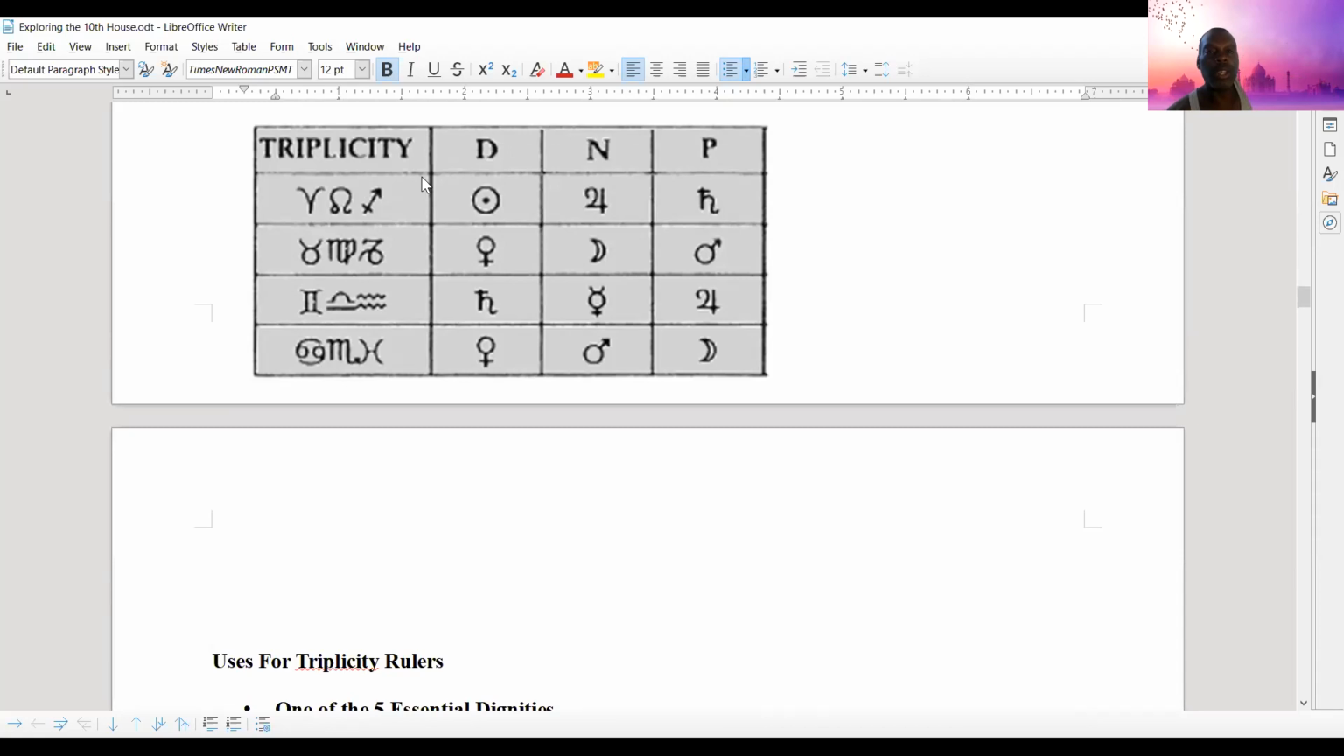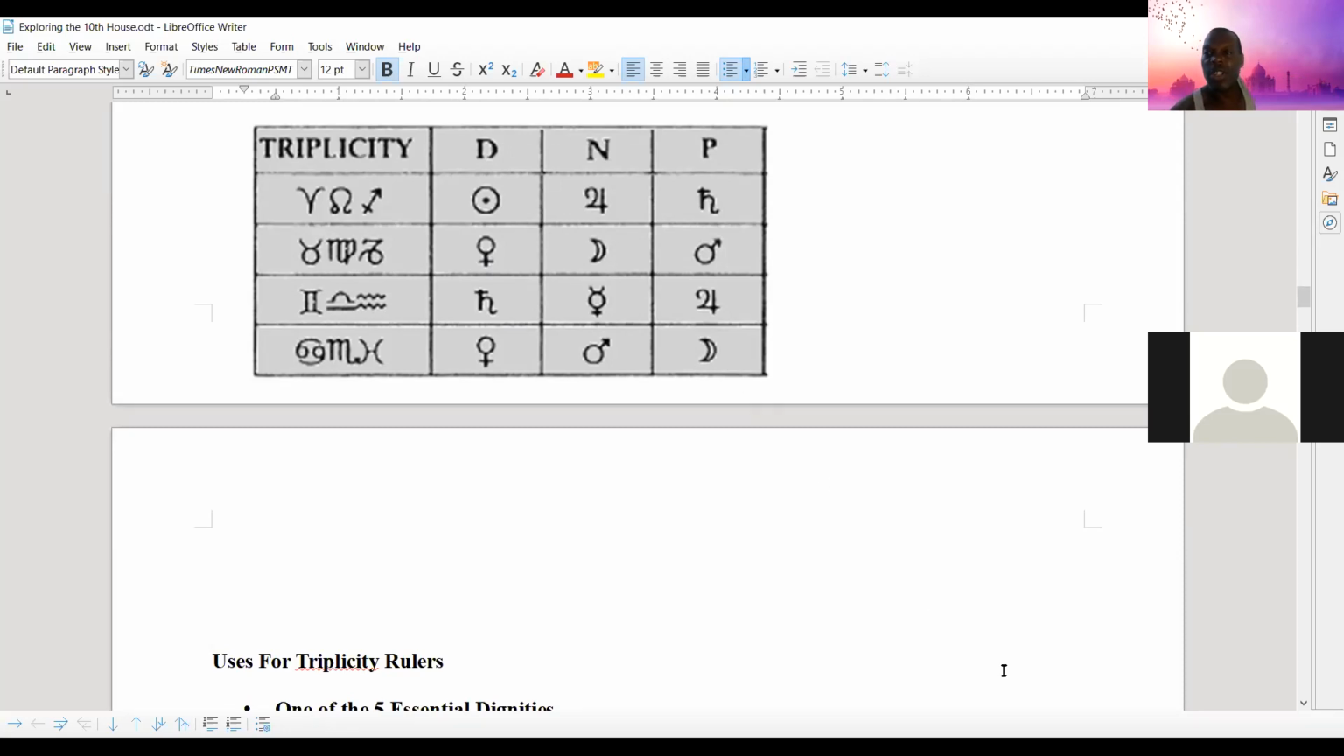You can see the three fire signs. Sun is the day ruler, Jupiter is the night ruler, Saturn is the participator. For the earth signs, Venus is the day ruler, Moon is the night ruler, Mars is the participator. For the air signs, Saturn by day, Mercury by night, Jupiter participating. For the water triplicity, Venus by day, Mars by night, Moon is the participator.